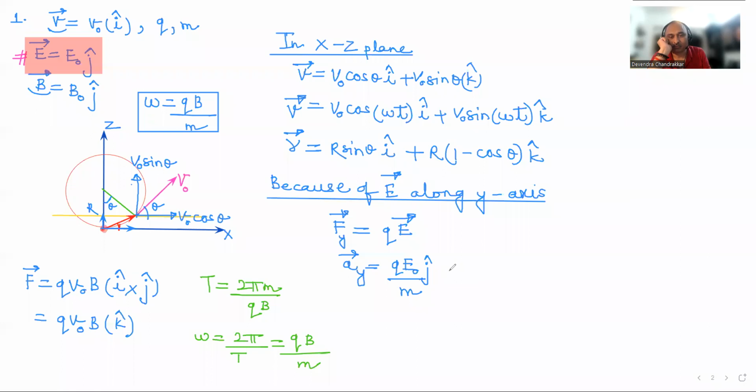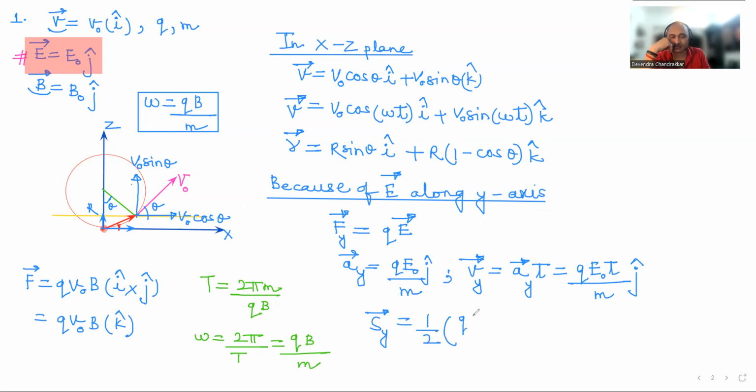Now this acceleration is constant, right? So what about velocity along y-axis? Velocity along y-axis is what? It's at, because u was 0. So this is ay into t, and this is Q E naught t by m j cap. This is vy. What about sy? It is half a, which is q E naught by m t square j cap. Clear, all of you?